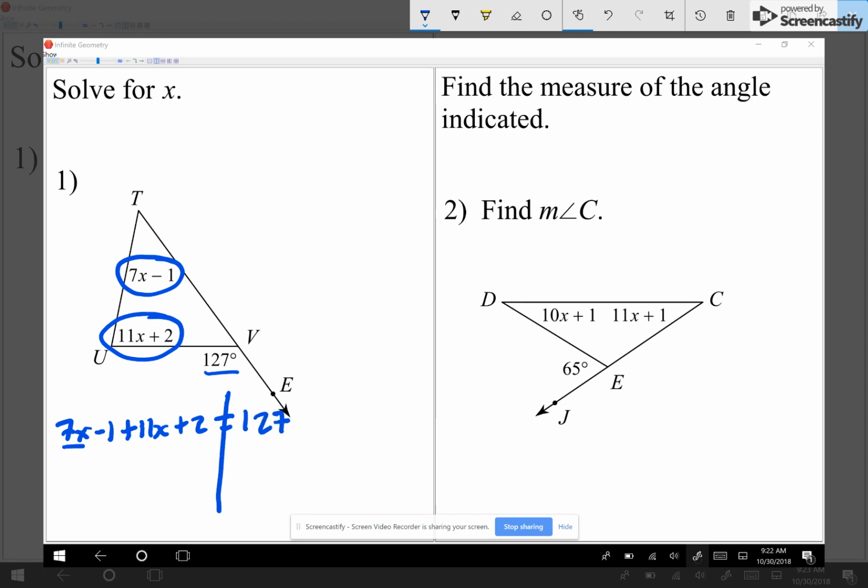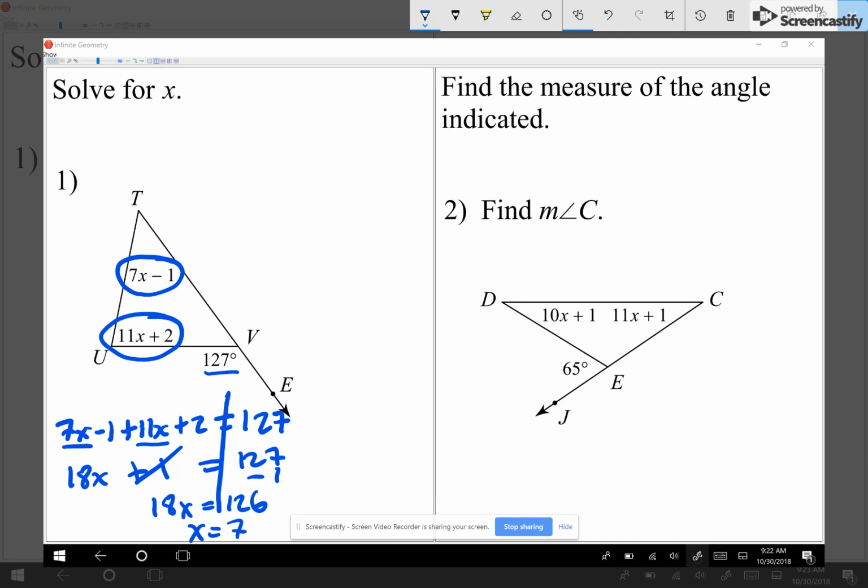The left side, I can combine my like terms. 7x plus 11x, that's 18x. Negative 1 plus 2, that's positive 1. And this is equal to 127. Let me subtract 1. So we have 18x is equal to 126. So x must be equal to 7.